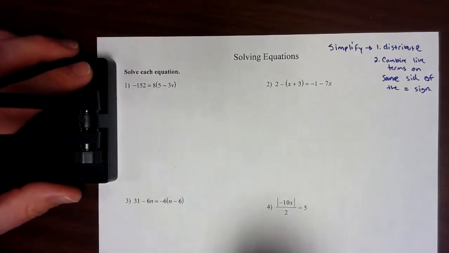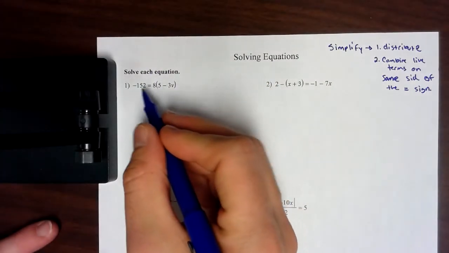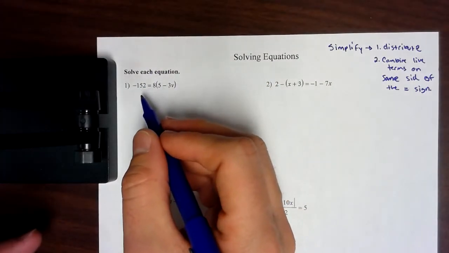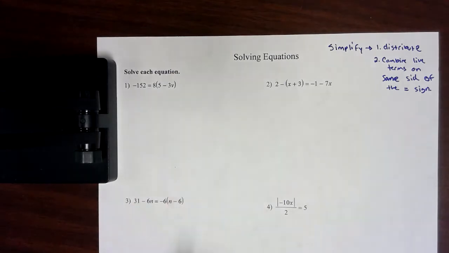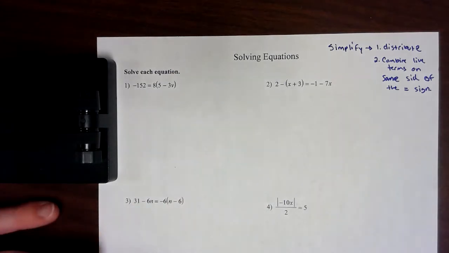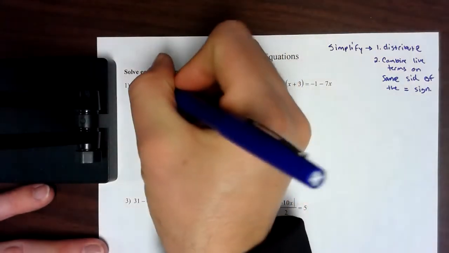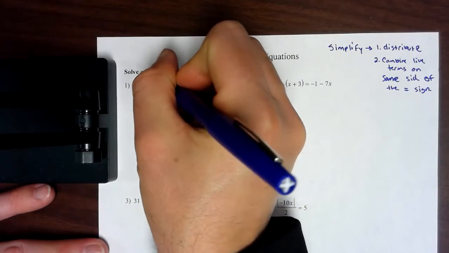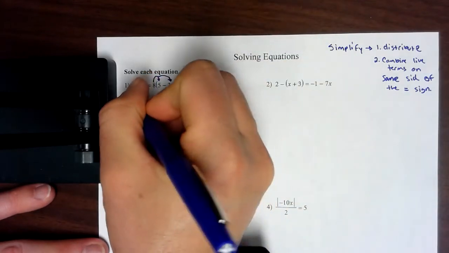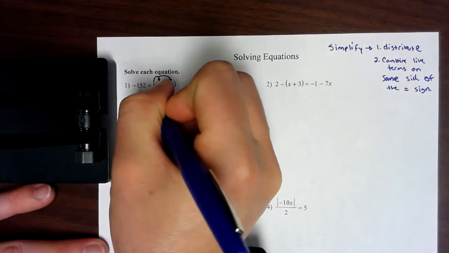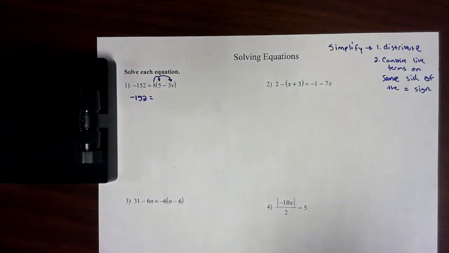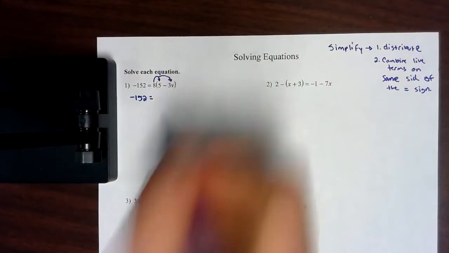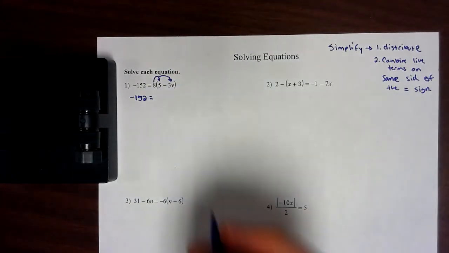So let's get going with a few examples here. I first noticed that the left side is simplified, right? It's just a number. There's nothing that I can combine it with. There's no distribution. So we're going to leave that -152 alone. On the right side here, though, I see this 8 in front of the parentheses, which can distribute. Now, drawing those arrows, you might think is very basic, and it is, but it tells our brain to multiply this 8 to both the 5 and the -3v. So that's where we're going to start.